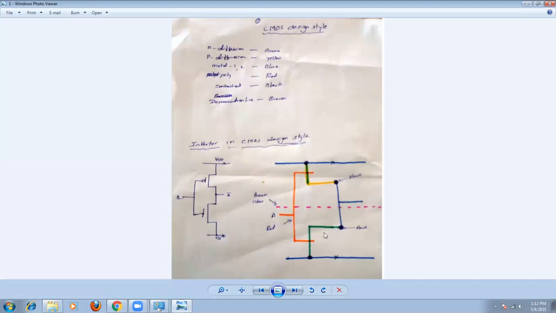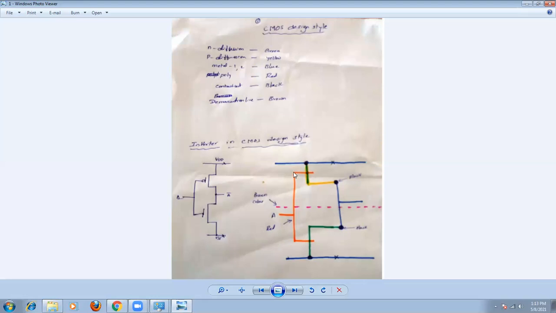Whenever a polysilicon crosses the diffusion layer, what happens? A transistor will be formed. So to draw the transistor, take a red color and cross it, you must cross like this, so that this must be crossing. Don't place the red color from up to here only. If you place it like this, there is a chance it is taken as a contact, but there is no contact basically. Just draw a line. That's all.